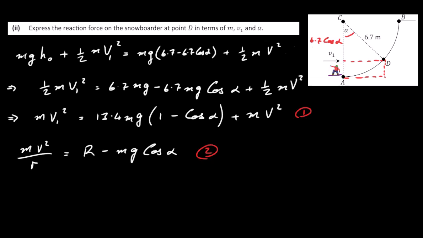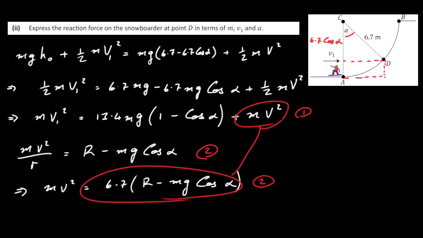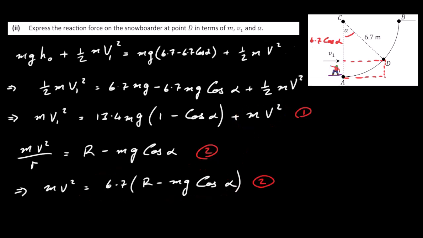So what I'm going to do next here is just multiply across by r. r, remember, is the radius of the circle, so it's mv squared is equal to 6.7 times R minus mg cos alpha. So now I have two equations, and I'm just going to do a little bit of substitution here. Remember, we don't want v, we don't want these v's here. So I'm going to substitute, this is mv squared here, I'm going to substitute that in here. That'll give me an equation without the v, and hopefully we'll be able to get where we want to go from there.